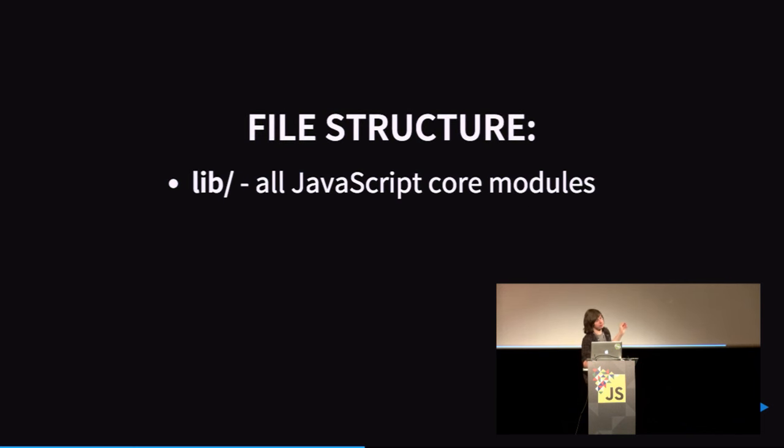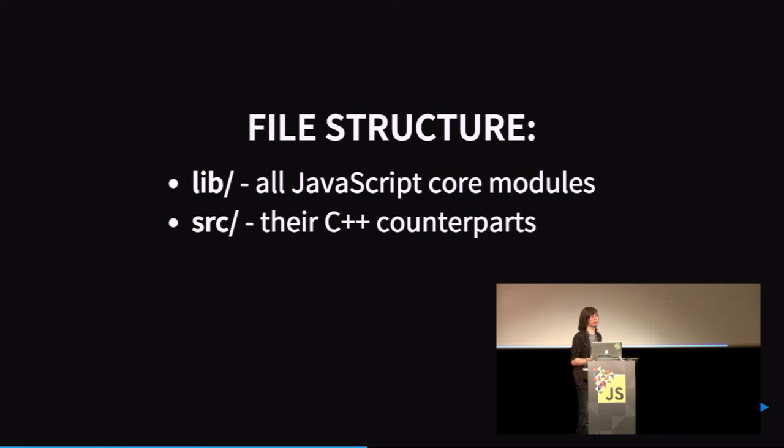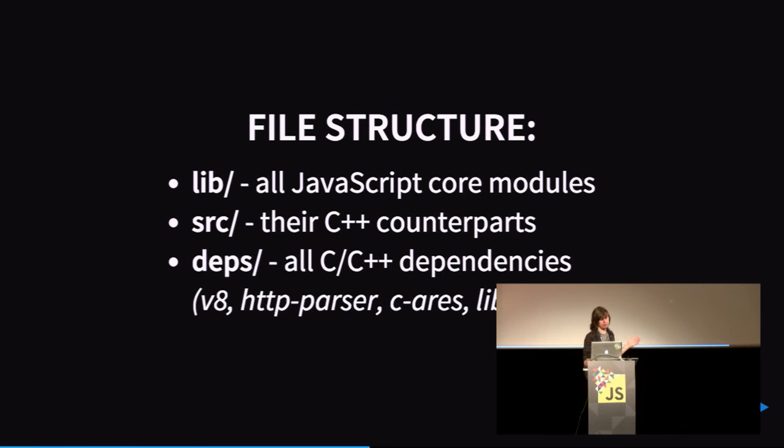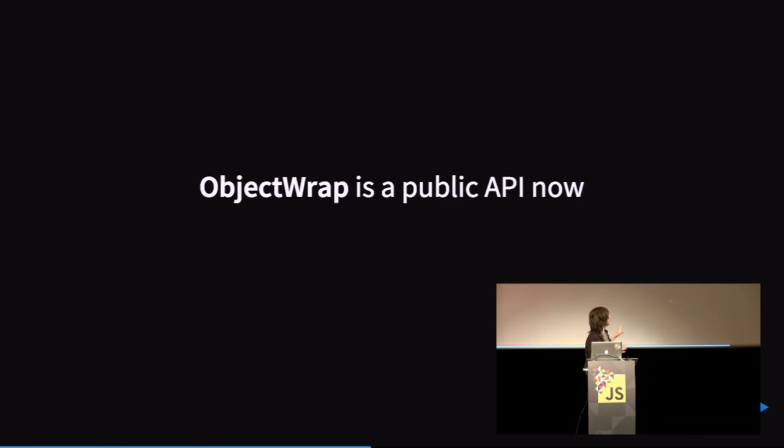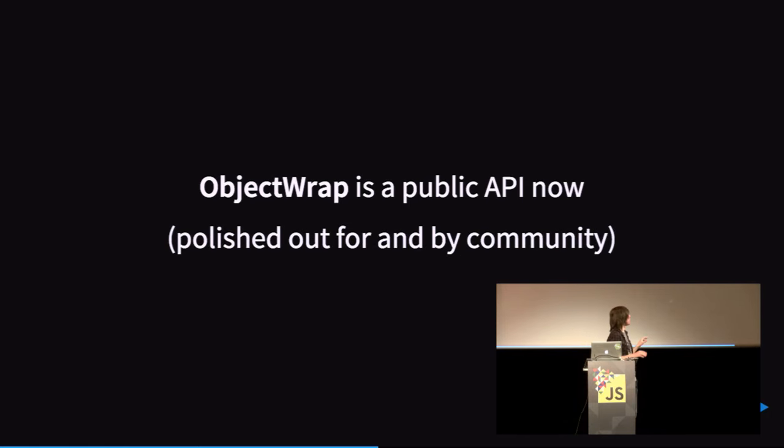The file structure is as follows. We now separated stuff into the lib folder for all JavaScript core modules and the src folder for their C++ counterparts. Just in case, dependencies live in the deps folder. This folder has everything: V8, the HTTP parser, c-ares for DNS, libeio for asynchronous file system, and libev for networking and the event loop. Object wraps that we previously saw, which were only emerging and had just been created, are now a public API. The community and the core team members have polished it a lot, and it became much greater because of the community too.